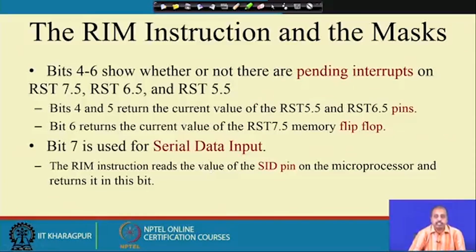Bits 4 to 6 are for the pending interrupts, as we said, for 5.5, 6.5 and 7.5. Bits 4 and 5 return the status of RST 5.5 and 6.5. Bit 6 will return the RST 7.5 memory flip flop. And bit 7 is for serial data input. For the RIM instruction, whatever data is coming on the SID pin will come to bit number 7.